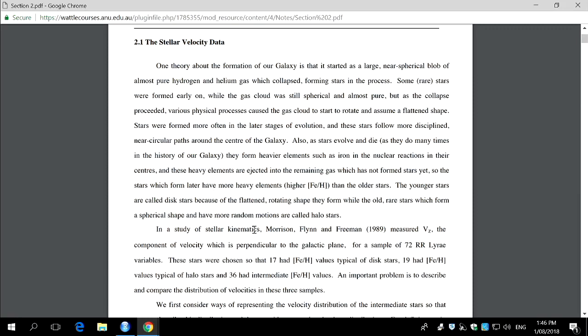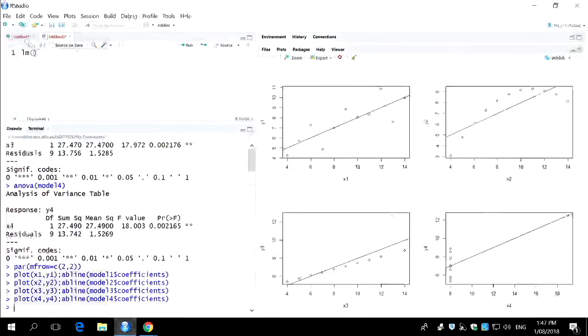So, people, like the people out at Stromlo, gather data. And what they did was they measured the velocity of stars perpendicular to the galactic plane. Okay? And they're going to try and classify stars as disk, intermediate or halo, depending on their velocities. This particular study was interested in looking at the distribution of velocities of stars in each group. And that's where this data set comes from. Okay? So, let's hop on into R.